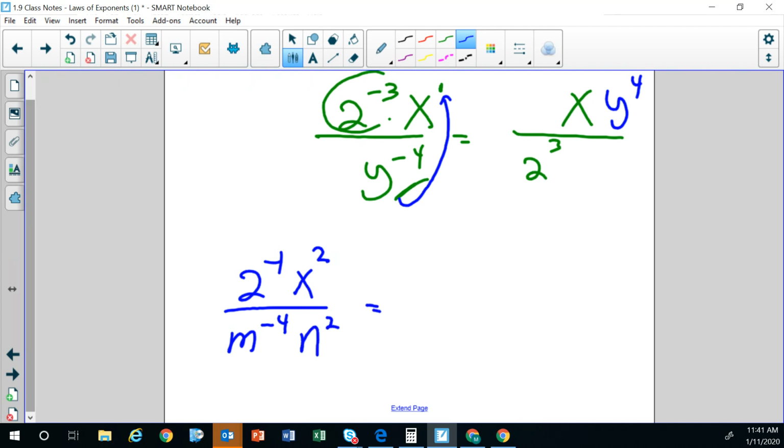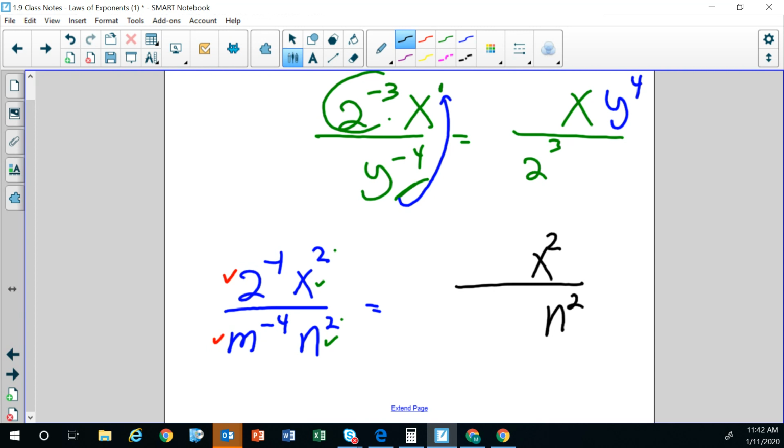Okay, remember, now only the positive exponents stay in place. We do not move those. Therefore, this one stays in place and this one stays in place. They have a positive exponent, so we're not going to move those. The only two we're going to move are this one and the m to the negative 4. So let's do that. So we agree the x squared is going to stay in place and the n squared is going to stay in place.